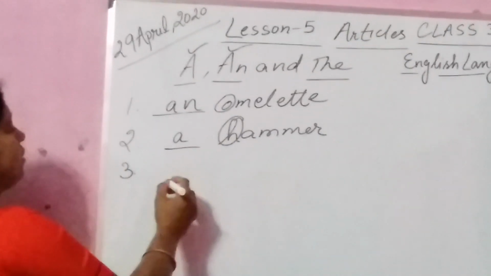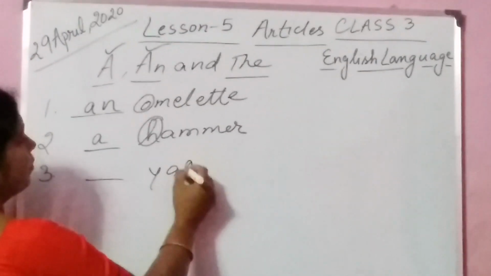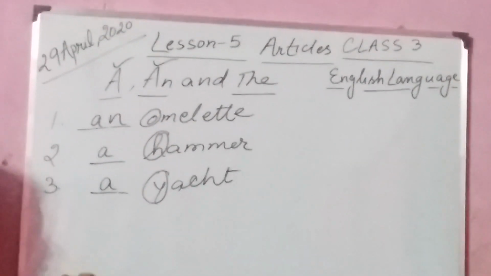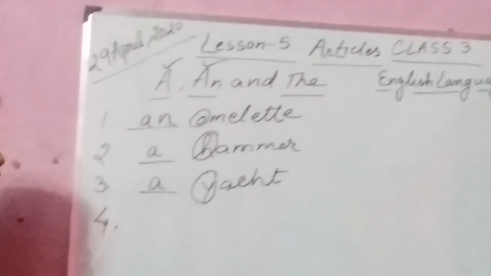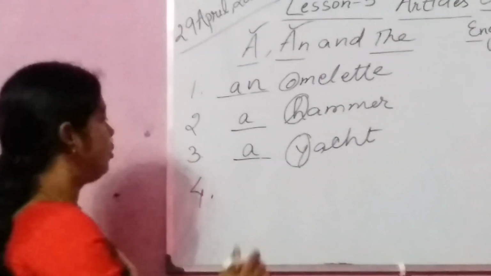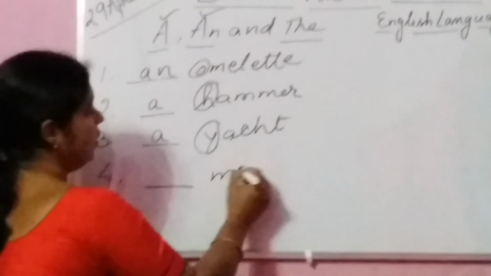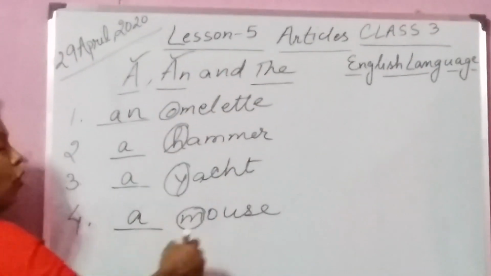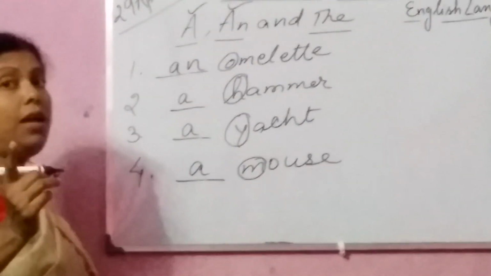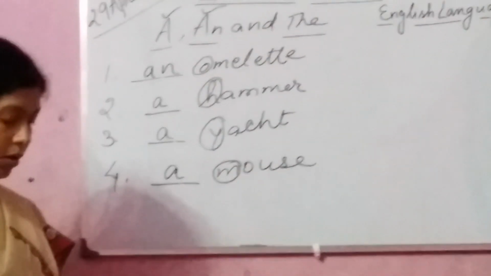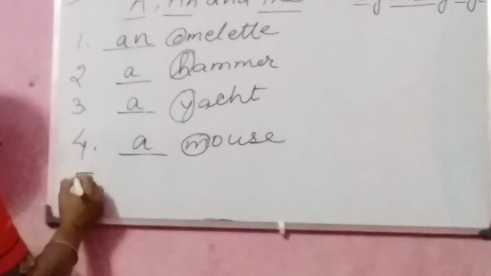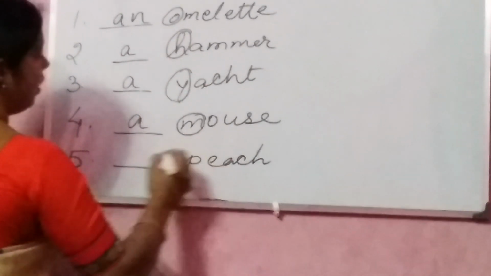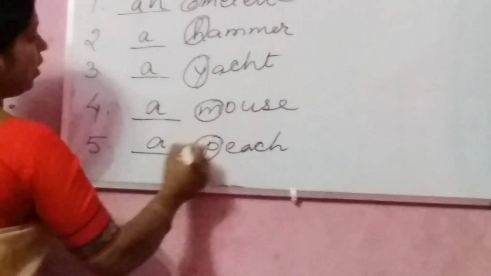Number three, you see dash yacht. Now this is also a consonant. So here we are going to put a yacht. Number four, you see dash mouse is given. This is also a consonant. Okay. Please notice these are all singular countable nouns. You have to notice that. Okay. Number five, you see what is given here. Dash peach. Now you see here a peach, because this is a consonant.